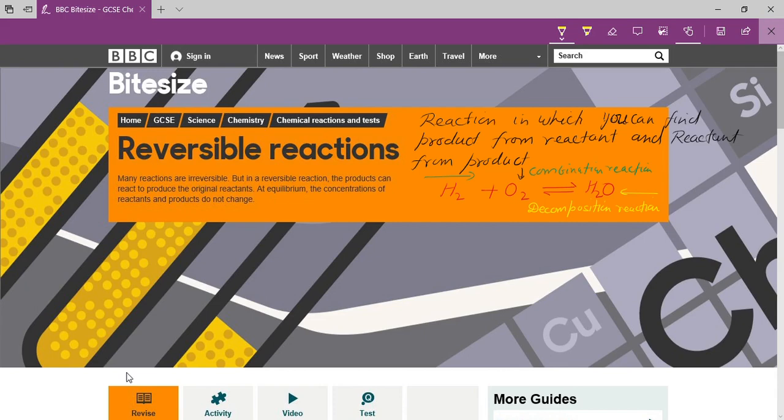So here, do you understand this one, beta? Reversible reaction? Great. There are many reversible reactions in which you find product from reactant and then reactant from product, okay? Always remember one thing: when reactant combines to form product, or from product you get reactant, then that will be known as your reversible reaction. Understand? Yes, I understand.